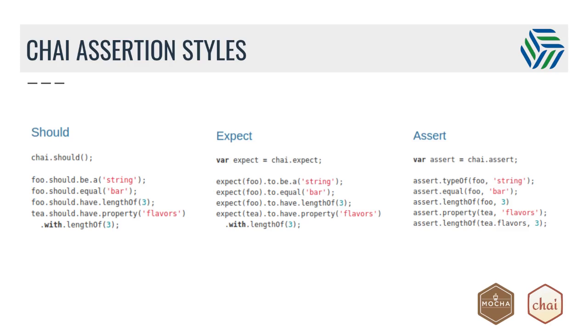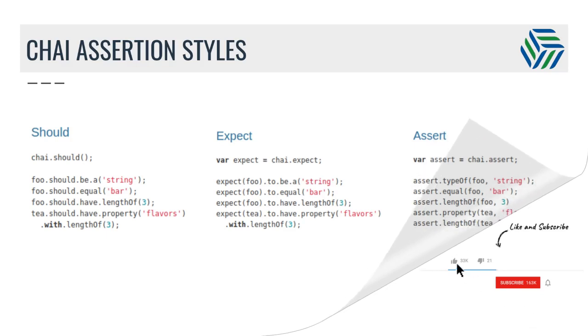We can do things like foo should be a string, or foo should equal bar, or we can use expect and write things like expect foo to be a string, or expect foo to have length of 3. And then we have assert, which I think is the most common way to write assertions in most languages. For example, you can do things like assert typeOf, and then you pass two parameters, the object and the expected value of that object or variable.